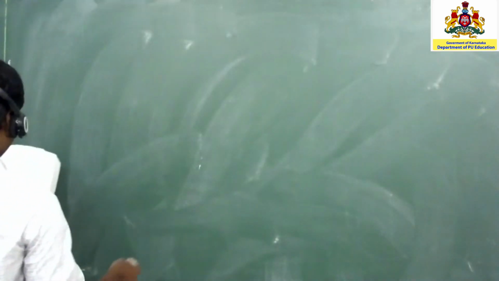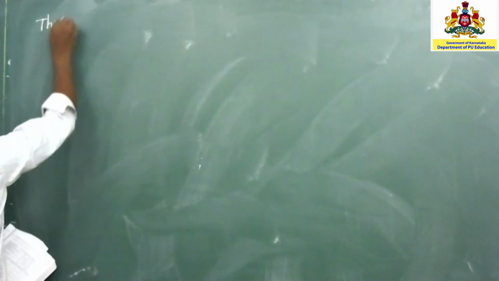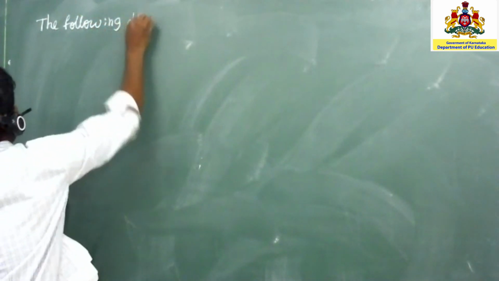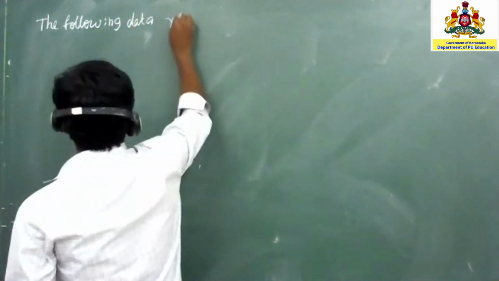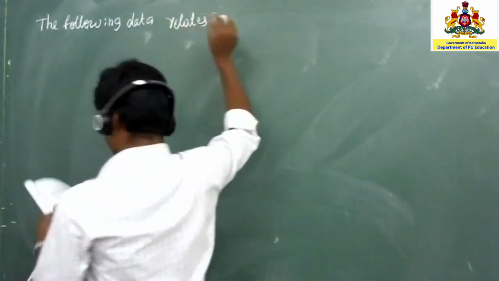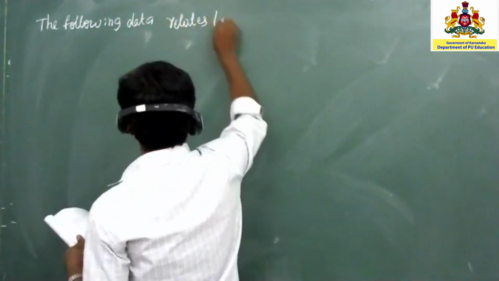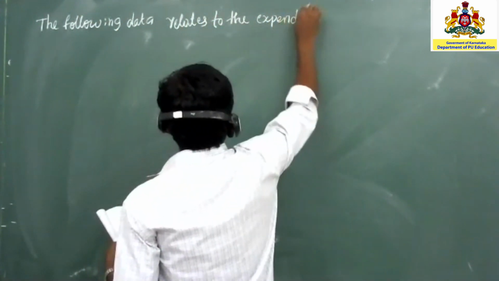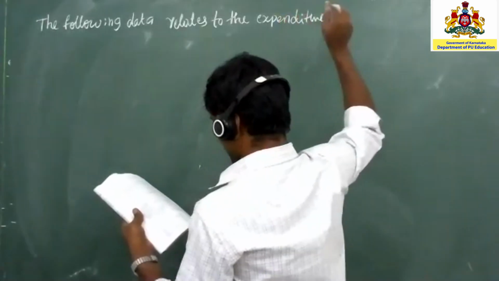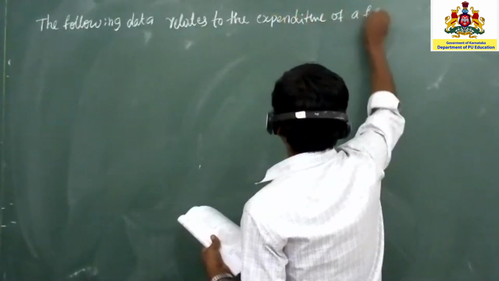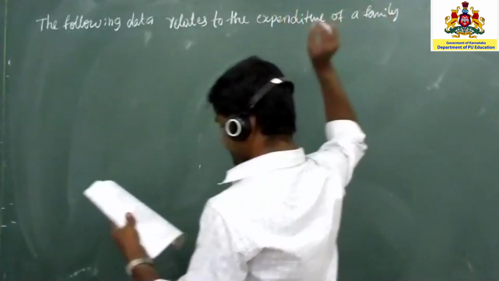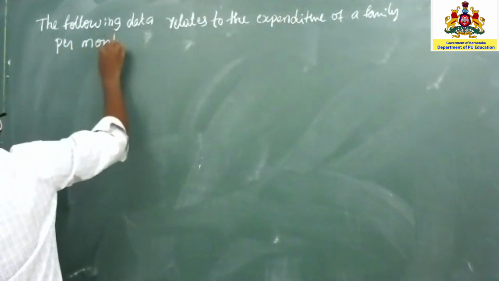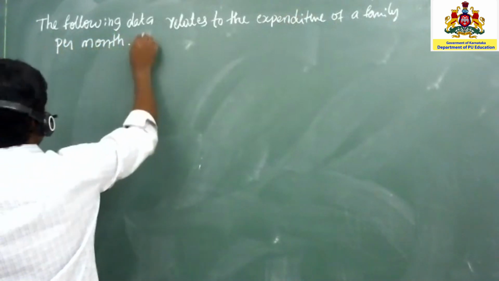Right. The following data relates to the expenditure of a family per month. Draw a pie chart.